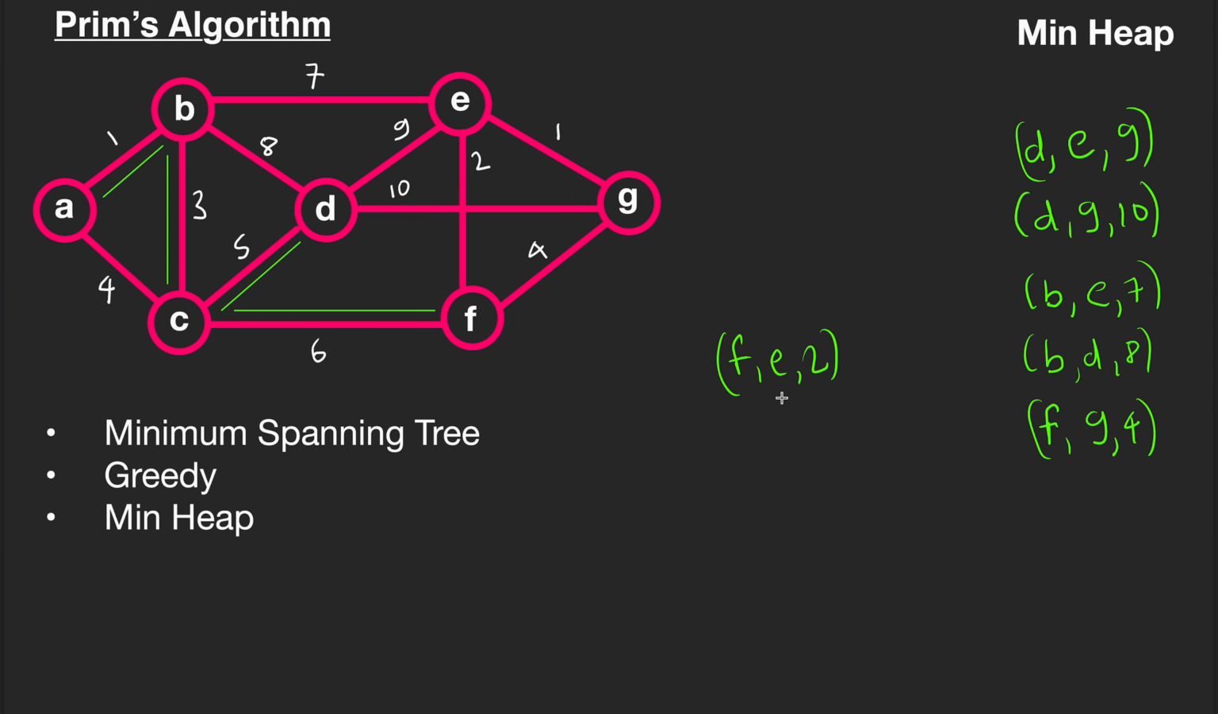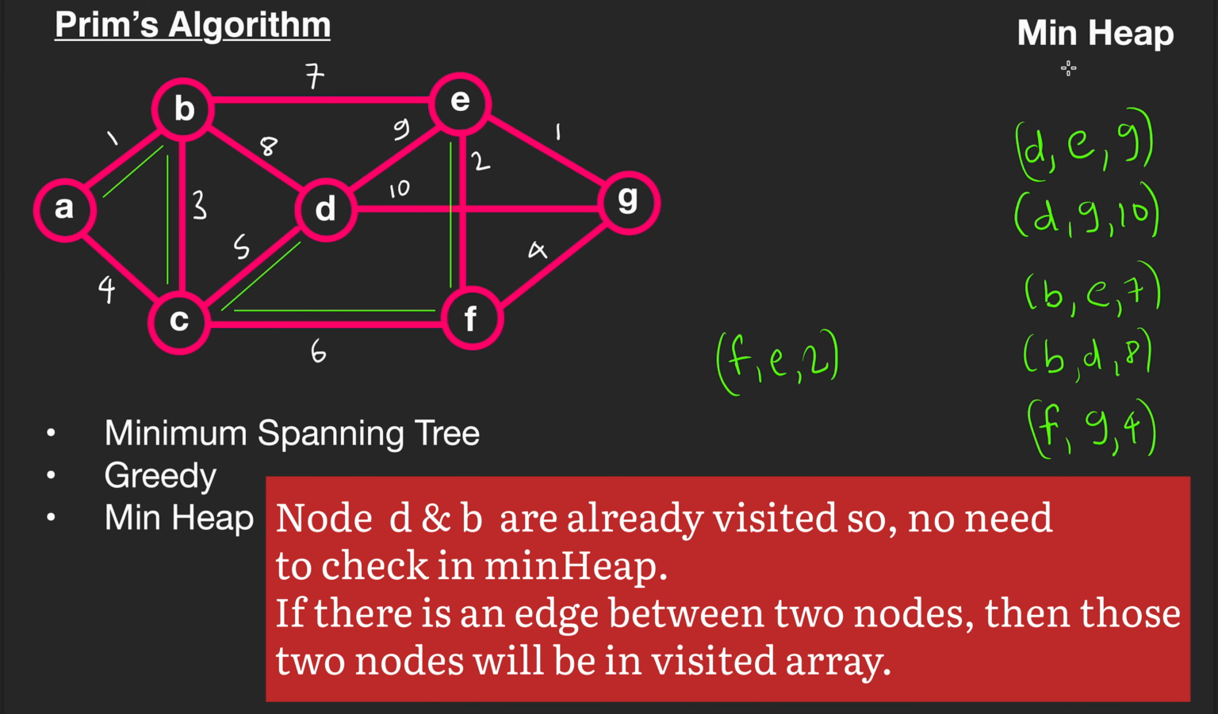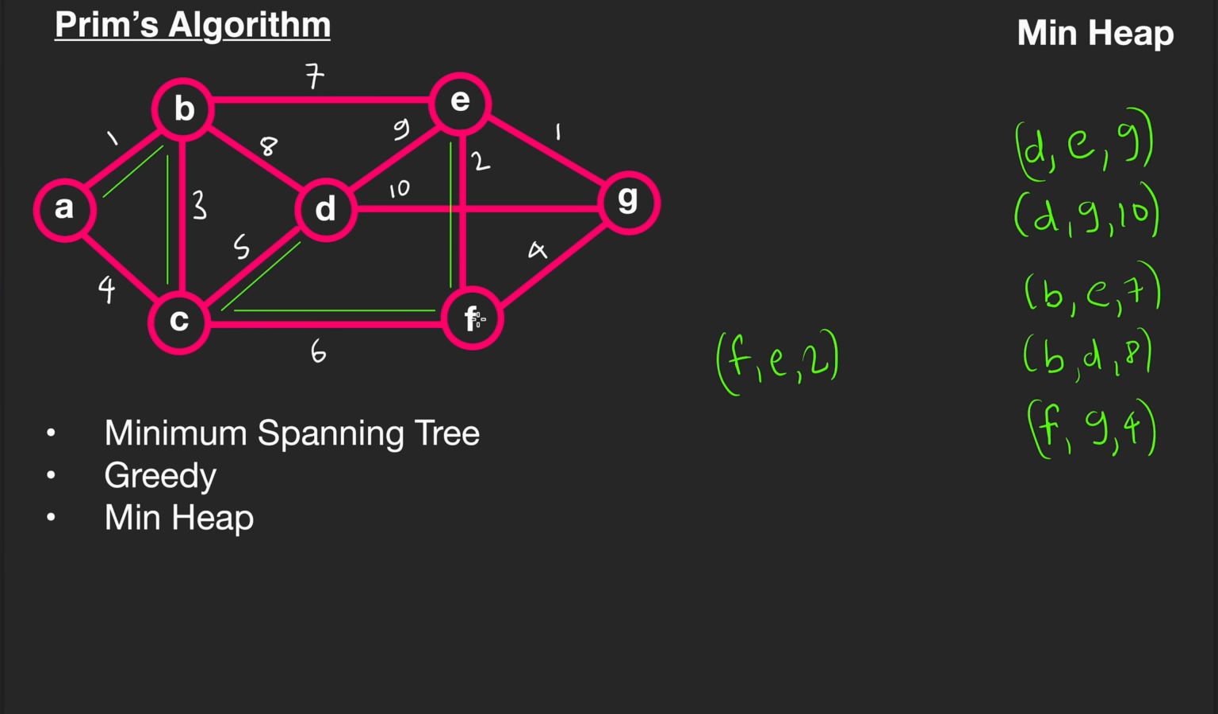Now node E is not yet visited, so we'll add an edge between node F and node E. Now we'll add all the edges from node E that are not yet visited to our min heap. There is an edge from node E to node D with weight 9, but that is already present in our min heap, so we won't add that. There's an edge between node E and node B with weight 7, but again, that is also present in our min heap, so we won't add that. This node F is already visited, so we'll only add an edge between node E and node G with weight 1 to our min heap.